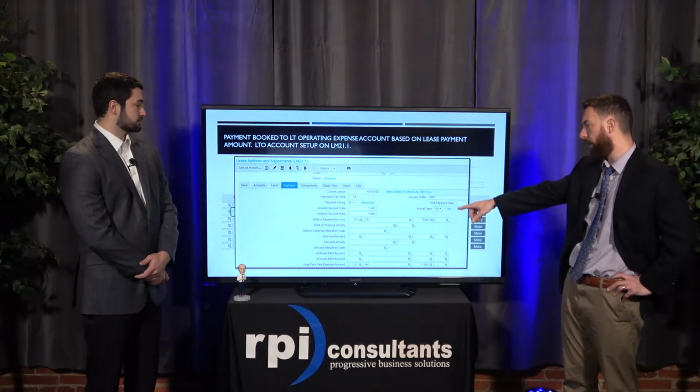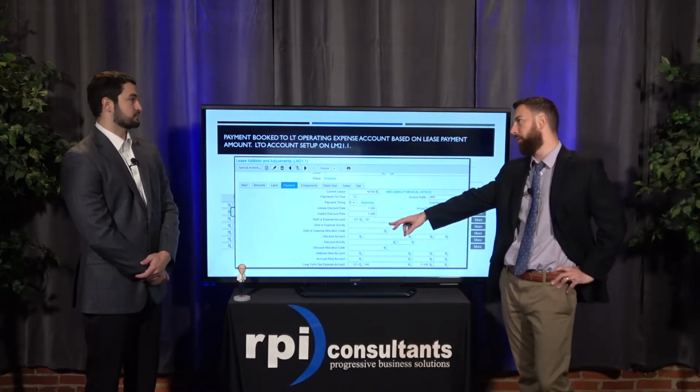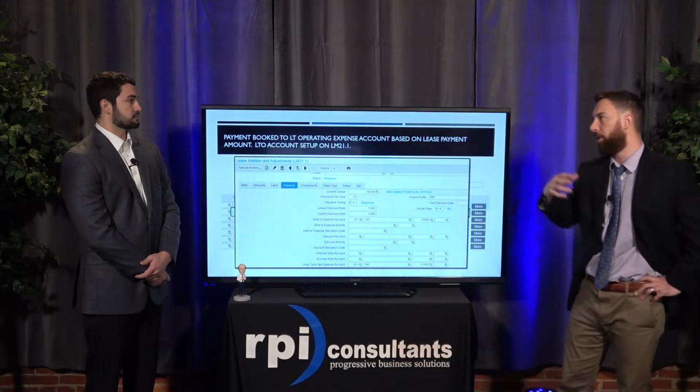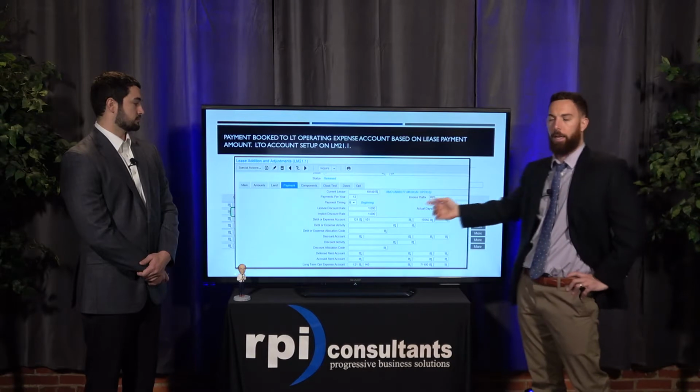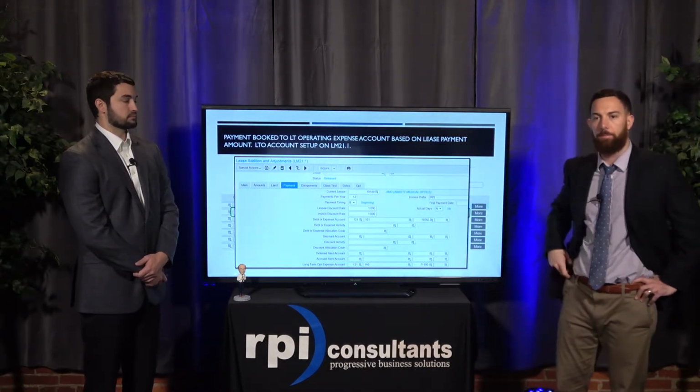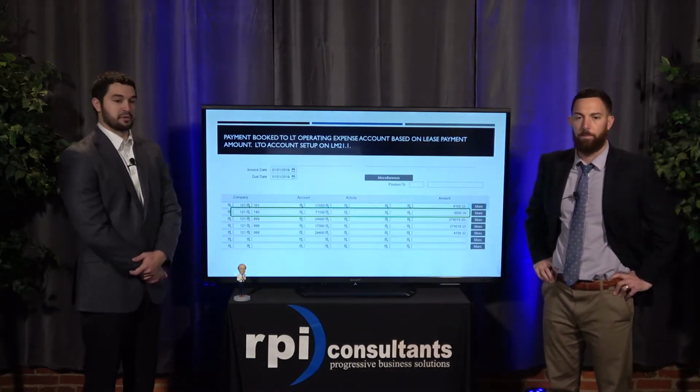And the ability to split that out with an allocation code is pretty nice too, because you might have one lease that you need to book rent expense to more than one location, and the allocation code allows for that type of accounting. We see those used pretty often.